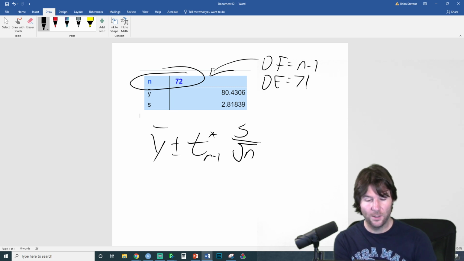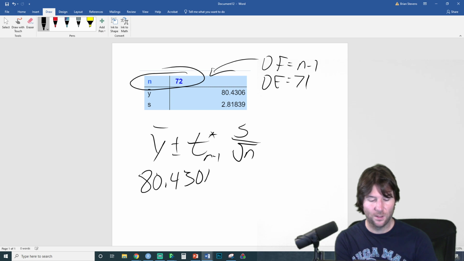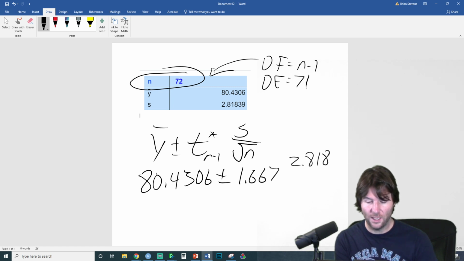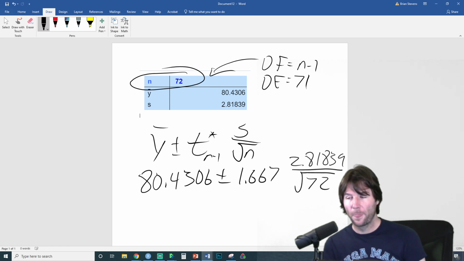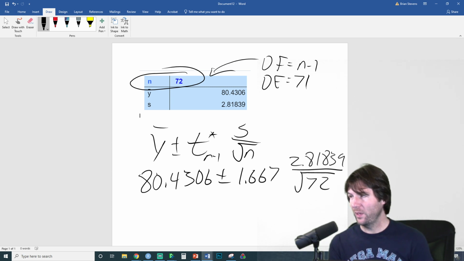Now we're going to go right here and do y bar of 80.4306 plus or minus 1.667, and then 2.81839 over square root of 72. There we go right there. And that is the full equation, just taking into account all the notation.